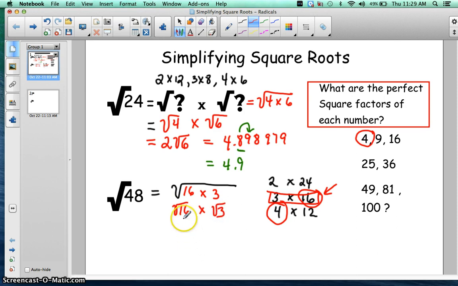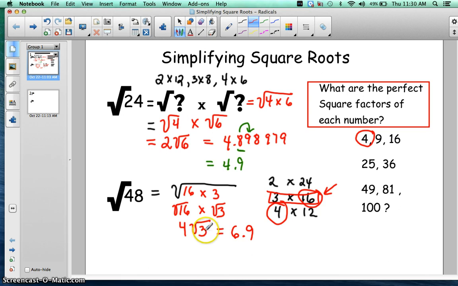Now, of course, we can simplify the square root of 16, which is 4. And the square root of 3 cannot be simplified, so our answer is 4 times the square root of 3. And if we punch that into our calculator, we should get 6 point something with a very, very long decimal, and when you round it, it rounds off to 6.9.